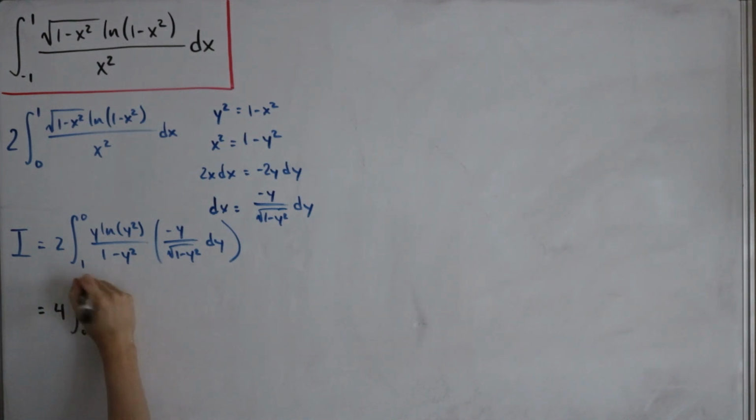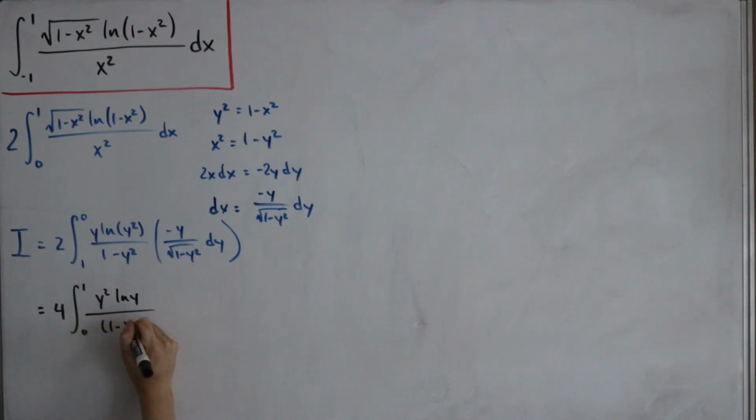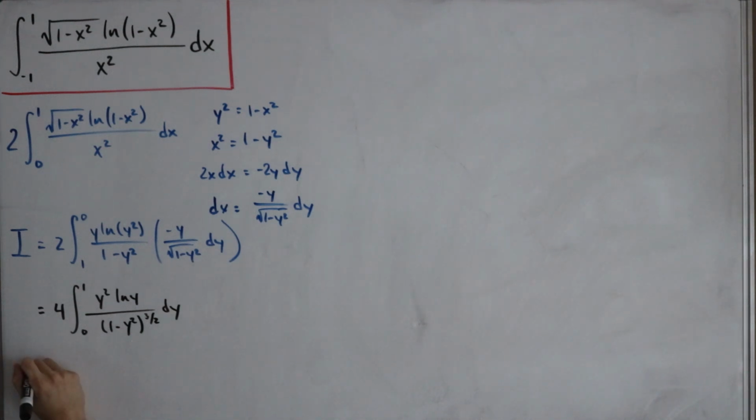And then we have an integral from 0 to 1 of y squared, so everything just simplified together, times the natural log of y, and then we have 1 subtract y squared to the power 3 over 2, and then dy. Okay. So now with that, let's perform yet another u-substitution.